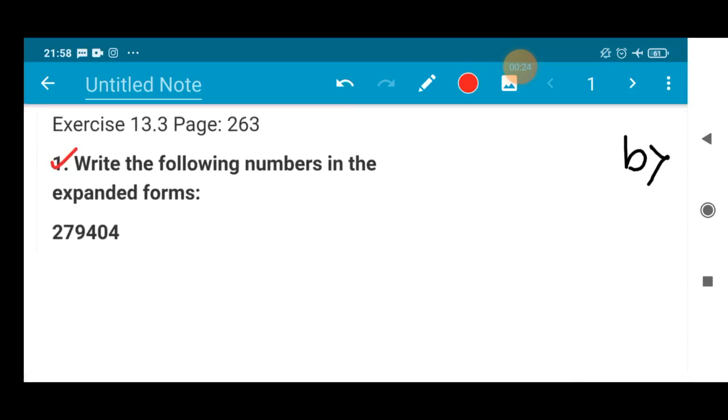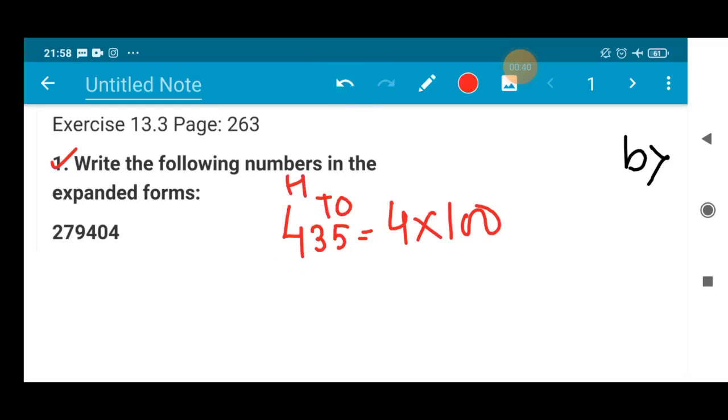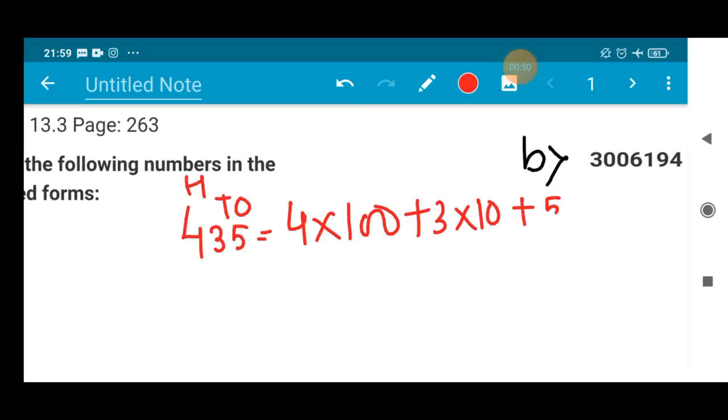In our earlier classes, class 4 and 5, what we have done: if you have to expand 435, how did you used to expand it? 4 into 100, because the position of the 4 is hundreds (ones, tens and hundreds). Then you will do plus 3 into 10, because 3 is in the tens position, then plus 5 is in the ones position, so it is 1, right?